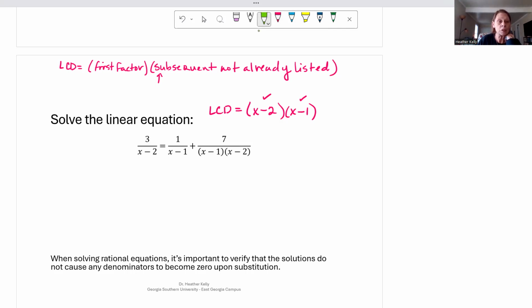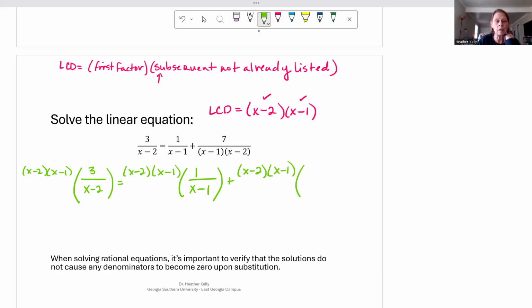Okay, now we're going to multiply each piece by that LCD. So we're going to go x minus 2, x minus 1 times this first piece, 3 over x minus 2, equals x minus 2, x minus 1 times this next piece, 1 over x minus 1, plus x minus 2, x minus 1 times 7 over x minus 1, x minus 2. All right, so I did the same thing I did up there with that whole number, but this just looks a little bit crazier. And now we're going to cancel here.